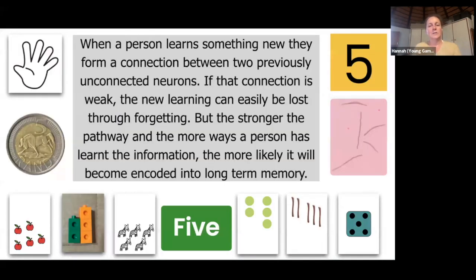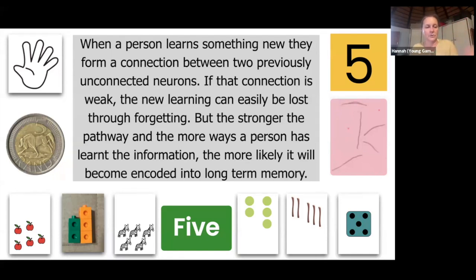So when a person learns something new, they form a connection between two previously unconnected neurons. And if that connection is weak, the new thing will be lost. But if that connection is strengthened, the more and more connections get very strong. So all of these are ways that we would like children to meet five. We would like them to know it's five.